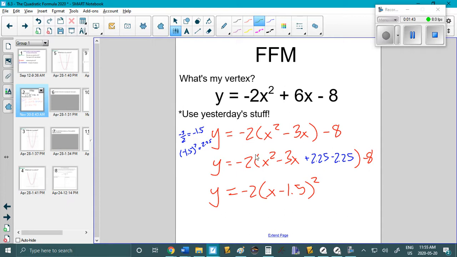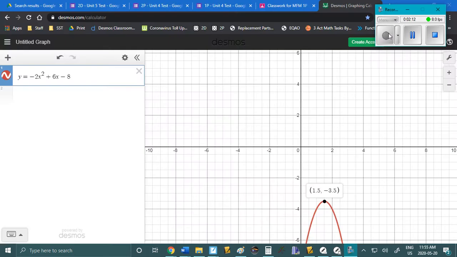Now the tricky part is that you also have to multiply -2 by -2.25 to get it out of the brackets. I believe that will be plus 4.5, and then at the end we still have -8. We collect our like terms at the end, and we get 4.5 minus 8, which I believe is -3.5. And now let's check it in Desmos.